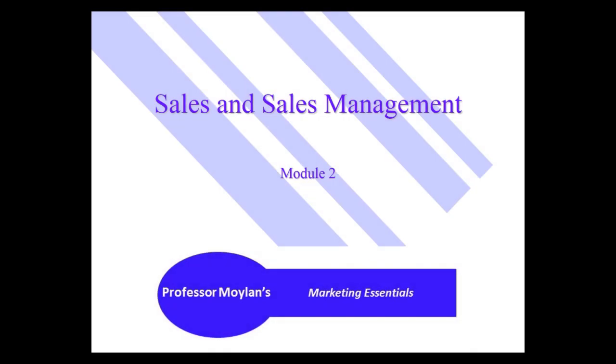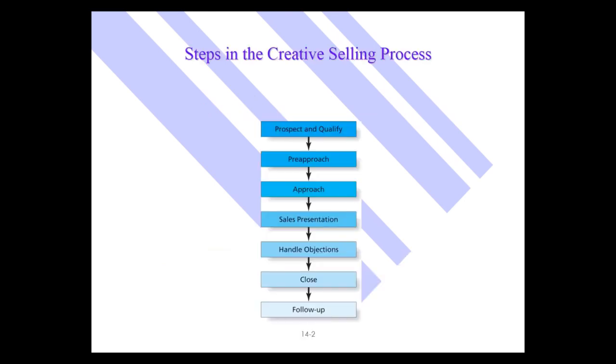In this module on sales and sales management, we're going to get into the steps in the creative selling process, and most salespeople will follow through these steps: prospecting, qualifying, pre-approach, approach, presentation, overcoming objections, closing, and follow up. And let's start with prospecting.